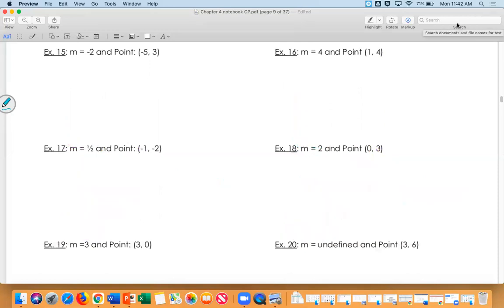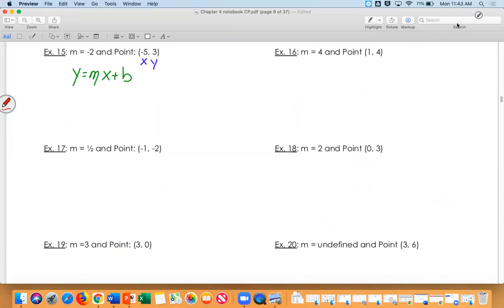All right, step number one. Step number one is always to label. Step number two, always write y equals mx plus b. Okay, so far so good. These two should be pretty much memorization. It should just come to you.